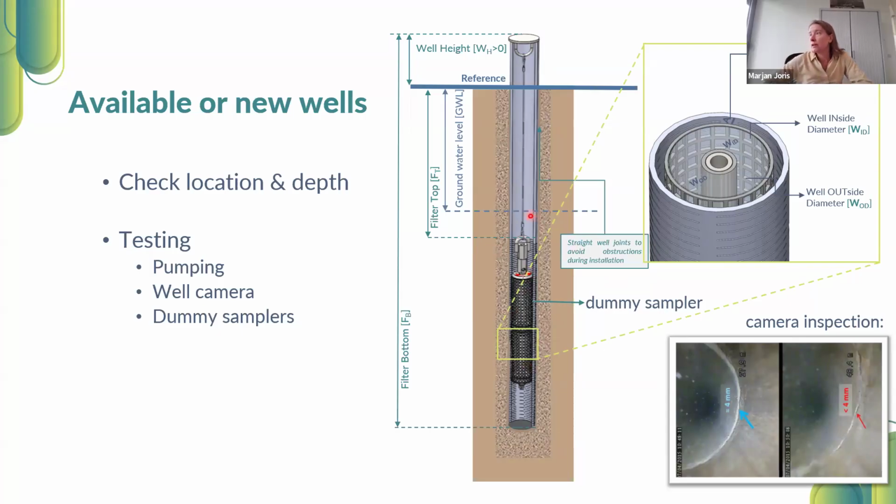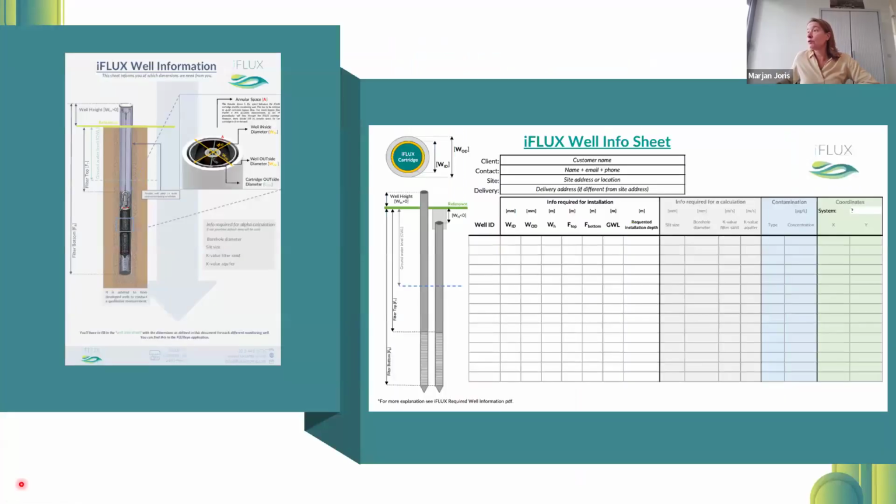It is very important for us to know upfront the diameter of the well, because we adjust the diameter of the cartridges to the diameter of your well. Therefore, before the monitoring campaign, we ask for information about the wells and about the site to prepare the campaign. Here you can see a template that we use to collect all necessary information.